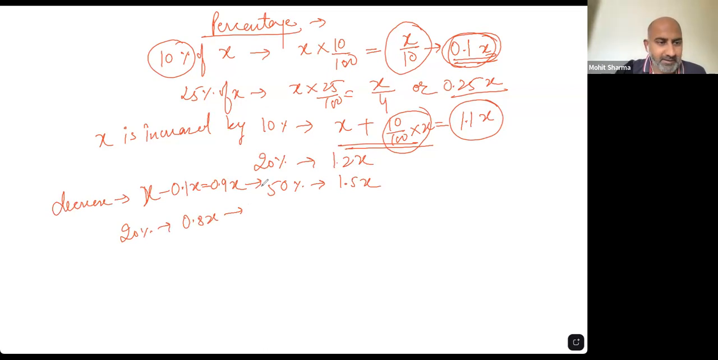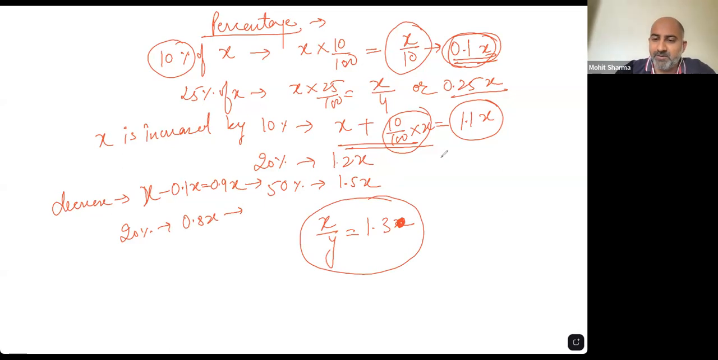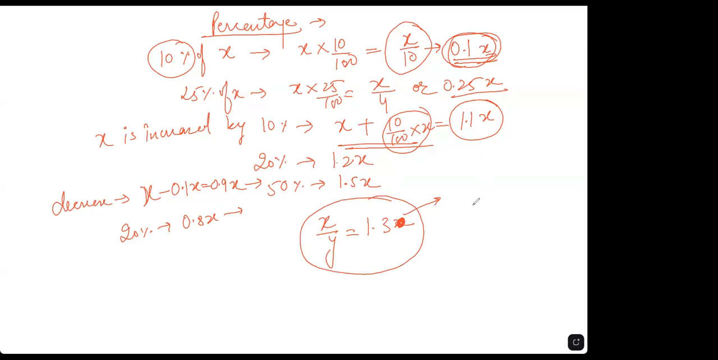Is that okay? Any doubt with this till this point? And let's say if I say X upon Y is equal to 1.3, not 1.3X, what does it mean in terms of X and Y, the percentage and so forth? X is 30% greater than Y. X is 30% more than Y.